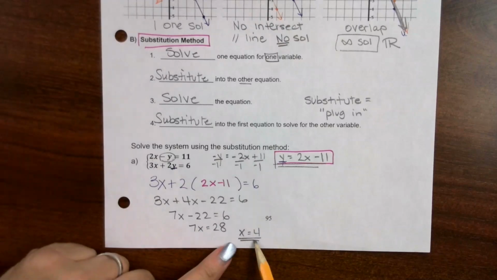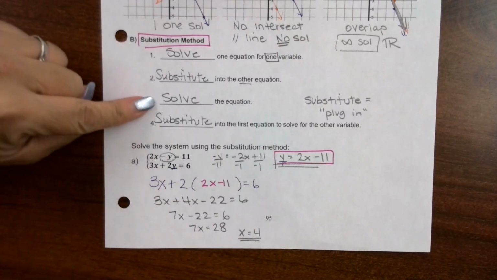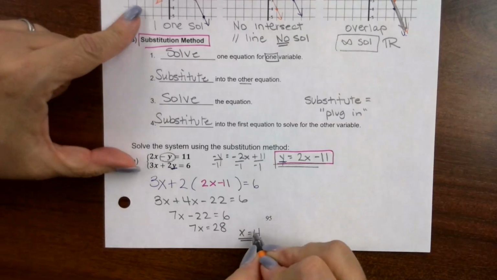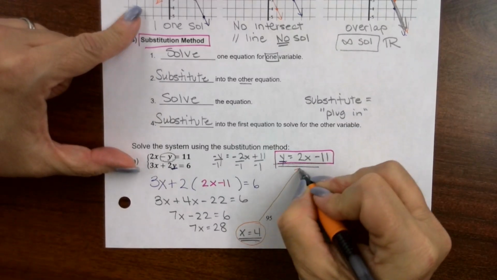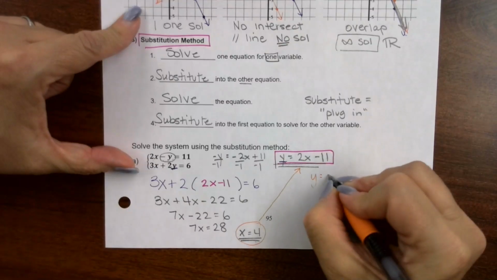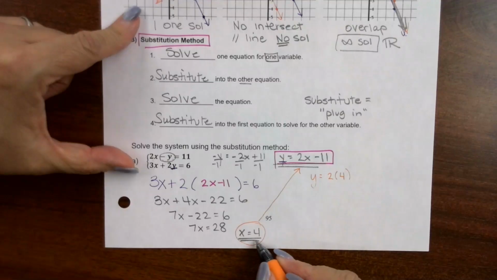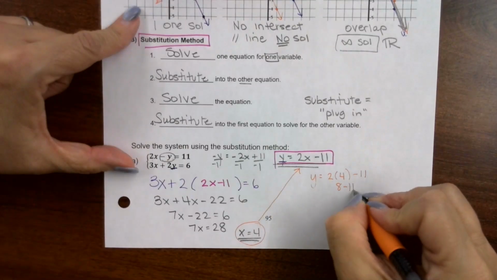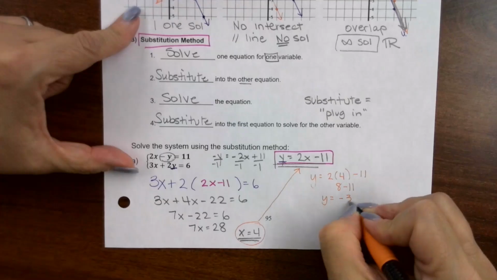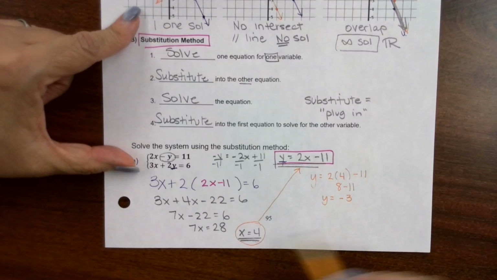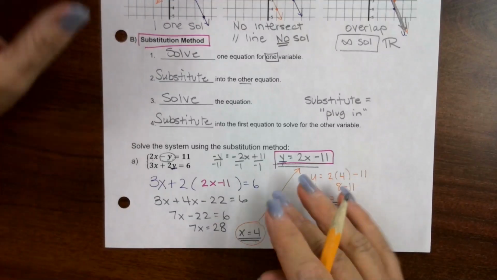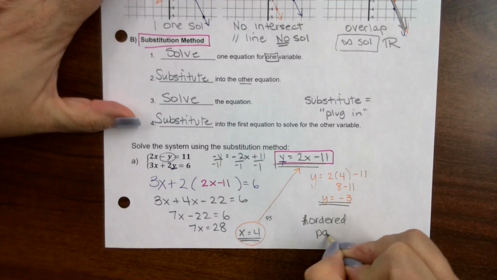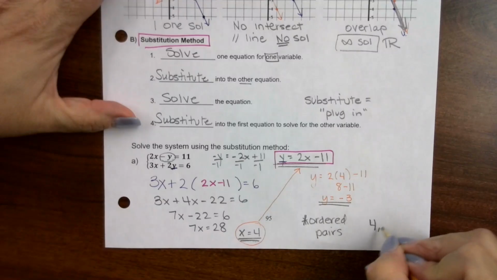So now that I have x equals 4, I'm going to substitute. That's what we did. We solved the equation, and now we're going to substitute into the first equation. I'm going to take this value of x equals 4 and substitute it back in here. So I have y equals 2 times 4. I think I said negative 4. It's a positive 4. 2 times 4 minus 11. So 8 minus 11. So y equals negative 3. So I have my x value, I have my y value, and we are always going to list these as ordered pairs. So my solution here is 4, negative 3.